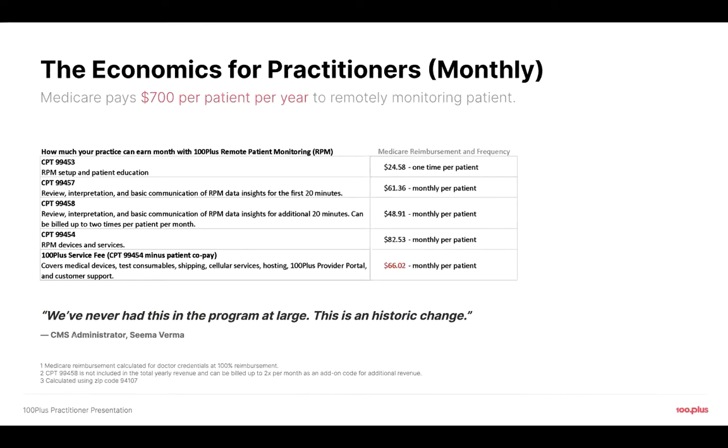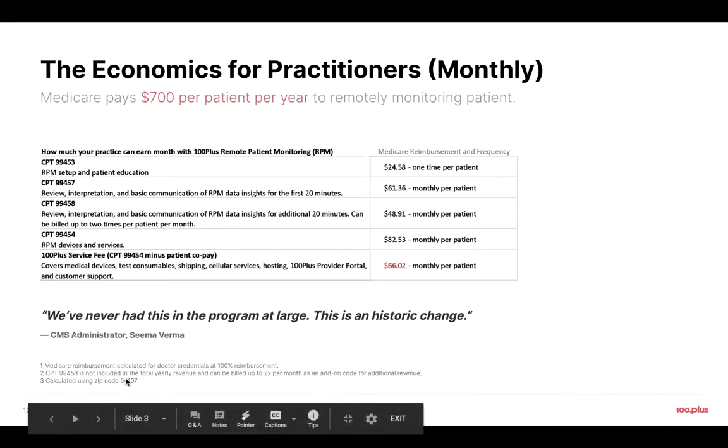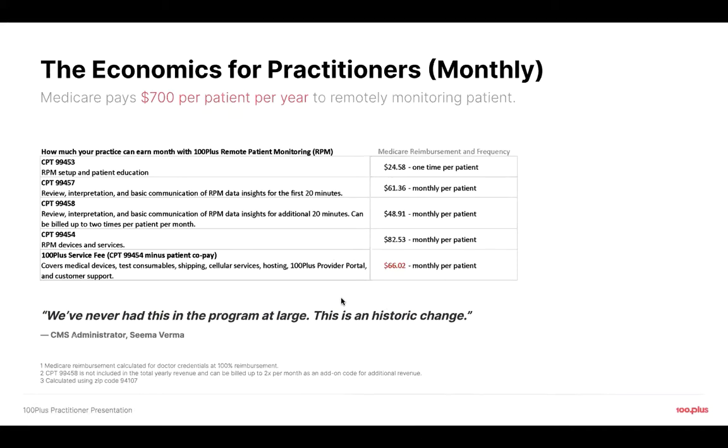All of the values that we're looking at here on the right are calculated off of the zip code of 100 Plus's home office. That's in San Francisco, and that zip code is 94107. If you guys would like me to crunch the numbers for your location specifically, simply let us know after this webinar and I'll be happy to do that for you. I'm going to use these values to explain the general structure though.